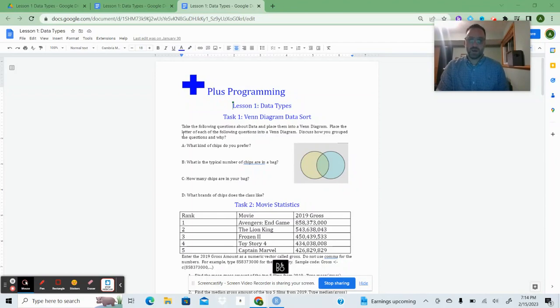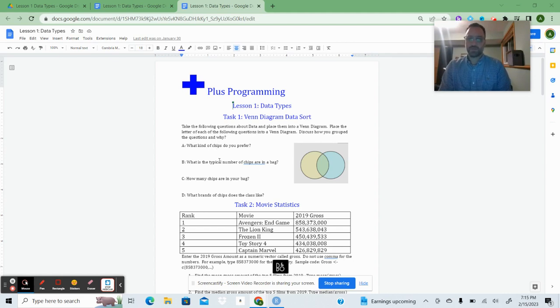So we are going to talk about data types. Here's a little bit of a Venn diagram sort. Take the following questions about data and place them in the Venn diagram. Place the letter that each would go into. Discuss how you group them. So let's read the four questions.